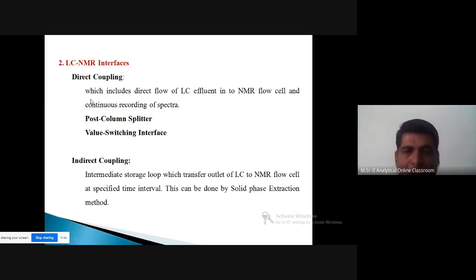Under this direct coupling, there are two types. Either you can use a post-column splitter or a valve switching interface. We are going to look at the valve switching interface. Okay, so this is about direct coupling.